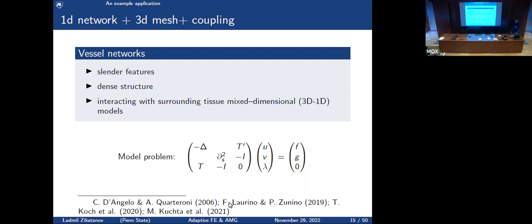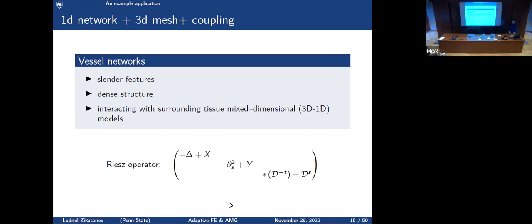T can be traced. But if you are in 3D, you cannot take a trace on 1D, so you can average. You can put the 1D vessel inside some cylinder and then do some averaging and try to keep T bounded. Okay, well, that's what it is. But the problems look like that. The Lagrange multiplier is there because you want whatever comes from 3D to be equal to whatever you have in 1D. Okay.